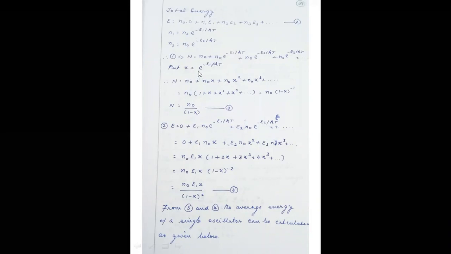When you put x is equal to e power minus E1 by kT, N is equal to N0 plus N0x plus N0x square plus N0x cube and so on. So when you take the N0 as a common out, it becomes N0 into 1 plus x plus x square plus x cube and so on. So this series can be written as N0 into (1 minus x) whole power minus 1. So the total number of vibrators N is equal to N0 by 1 minus x.